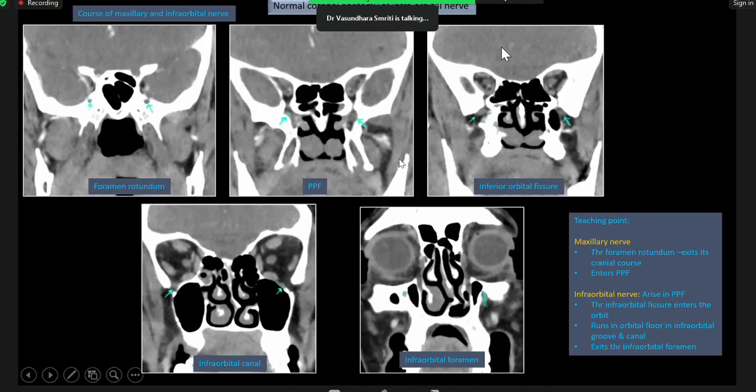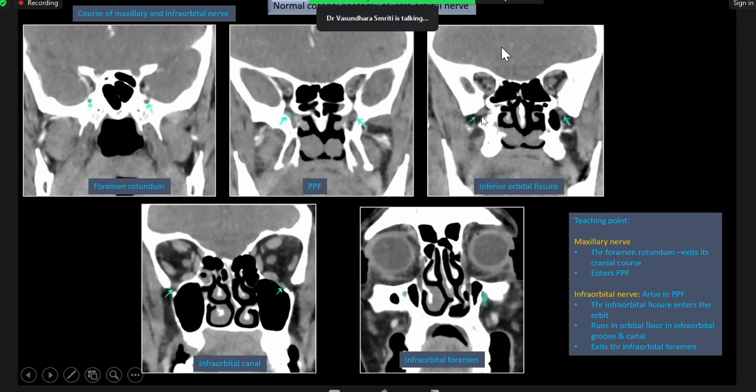Now what happens to the V2? V2 we have seen comes out through the cavernous sinus via the foramen rotundum. After coming out into the foramen rotundum, where will it land? It will obviously come out into the pterygopalatine fossa. From the pterygopalatine fossa, part of its branches enters the orbit.